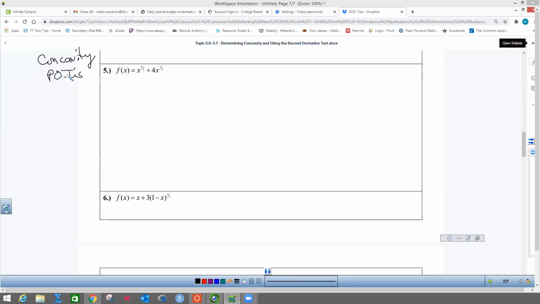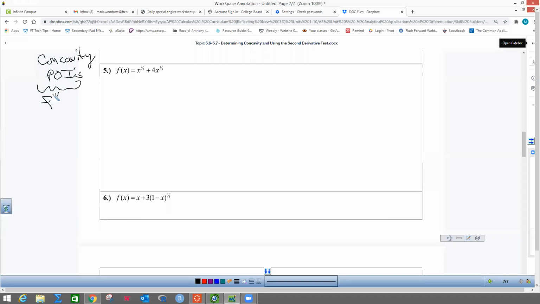So this question asks for concavity of points of inflection. As soon as I hear that, I am thinking second derivative, because that's how you find concavity and points of inflection. If the second derivative is greater than 0, the function is concave up there. If the second derivative is less than 0, the function is concave down. And wherever the second derivative equals 0 are the possibilities of where the function has points of inflection.